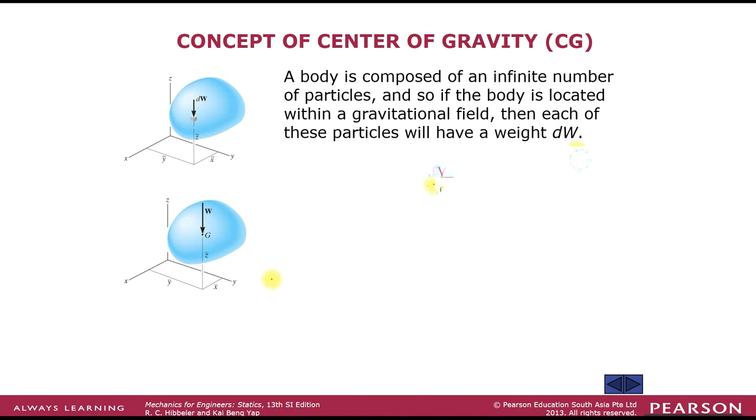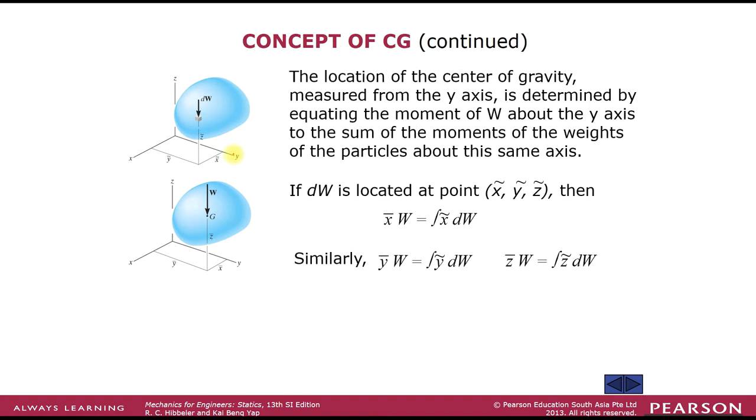Of this dW about the y-axis. So if we try to determine, at any given particle here, the sum of the moments of the weights of the particles about this same axis, the location is at axis y. If dW is located at a point x, y, or z that we haven't known yet, then x times the whole weight is equal to, when we integrate, the point x over the differential weight of the individual particles.